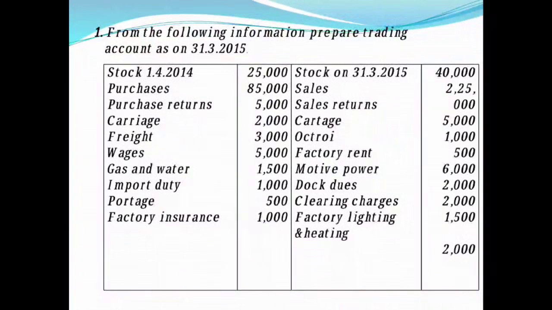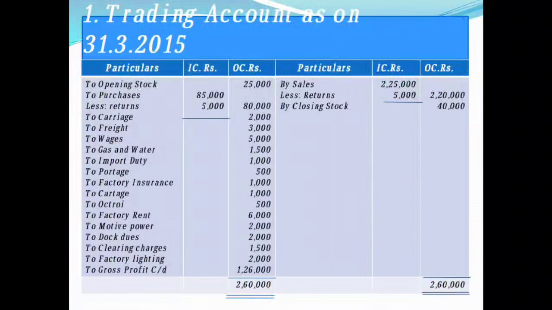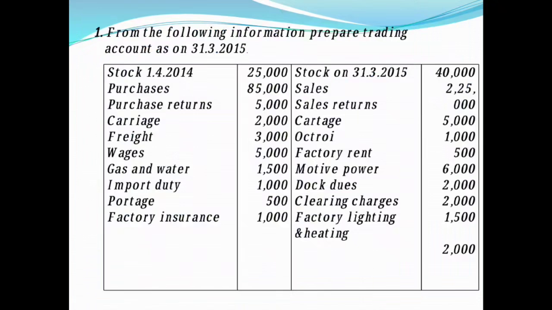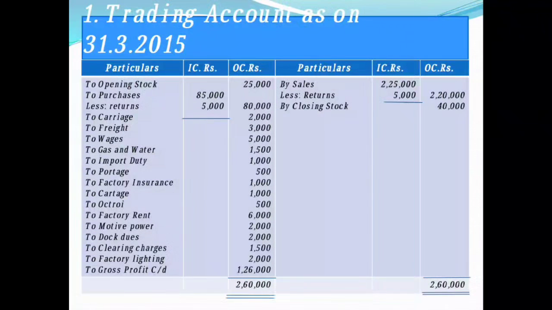The next you have sales rupees 2,25,000 it is. Okay, sales we have 2,25,000. So by sales, credit side are going to record by sales 2,25,000 here. The next you have sales returns rupees 5,000. So that is going to record less with the sales, less returns rupees 5,000. So total sales you have for the current year it is 2,20,000.